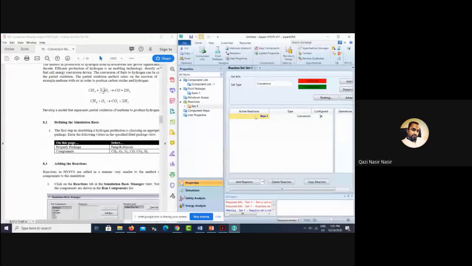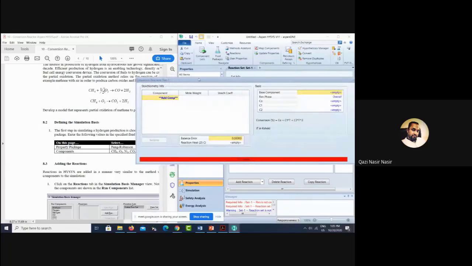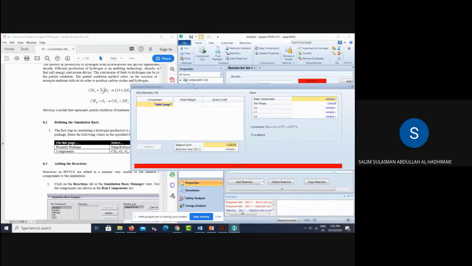You need to add the reactants by double clicking. So this is the thing that is created by default. What you need to do is double click and open this. Once you double click and open this one, you will see this window. Can you see the window on the screen? Yes, doctor. Okay.